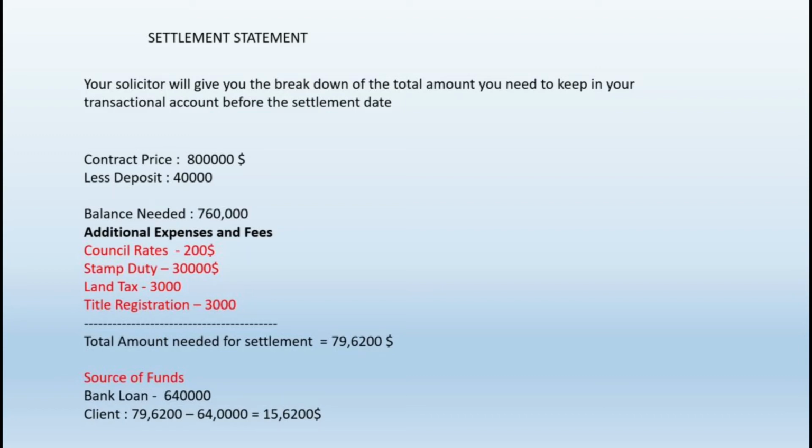So out of that, your bank will provide some amount, right? Because you are applying for the loan. Say you are applying for 80% of the loan amount, which means $640,000. The bank will provide you that. So from your pocket, you have to spend $156,200.